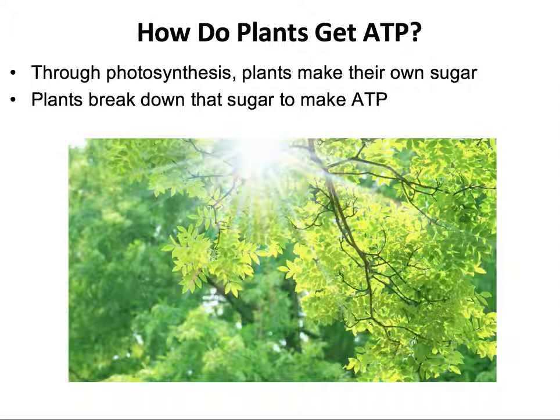So the last thing to cover is how do plants get ATP? So animals get it by eating that stuff, proteins, carbohydrates, and lipids. Plants get their energy through photosynthesis, and they make their own sugar, their own glucose. And they break down that sugar through cellular respiration to make ATP.